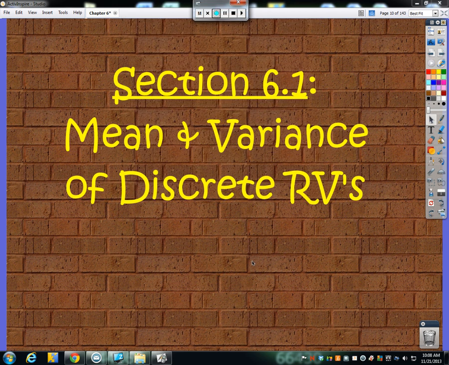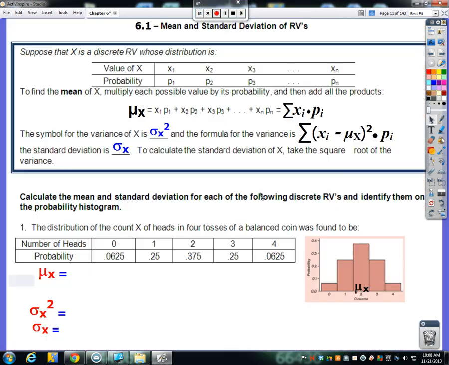Welcome to video 3 in chapter 6, where we will be discussing the mean and variance of discrete random variables. So we're going to look at a few examples. Now, what we've got here is a probability distribution table of our discrete random variable X, for instance. So little x1, little x2, little x3, all the way up to little x sub n. These are all our individual values that we may have.